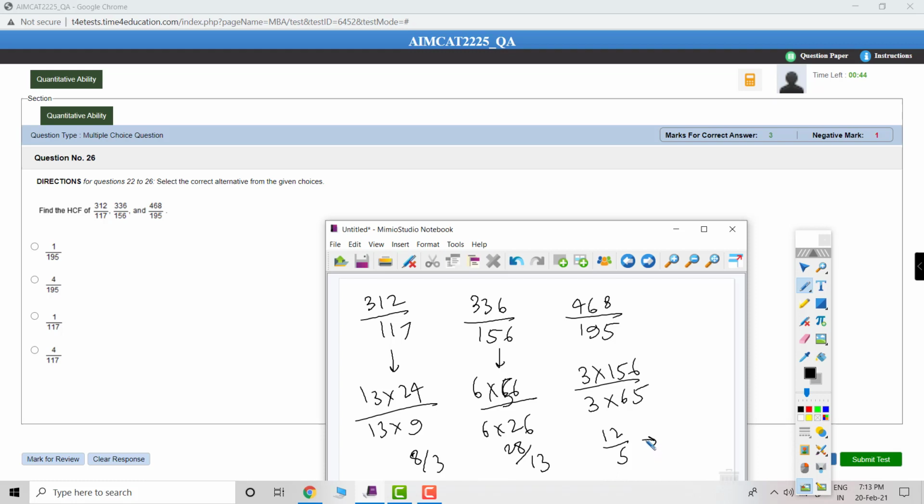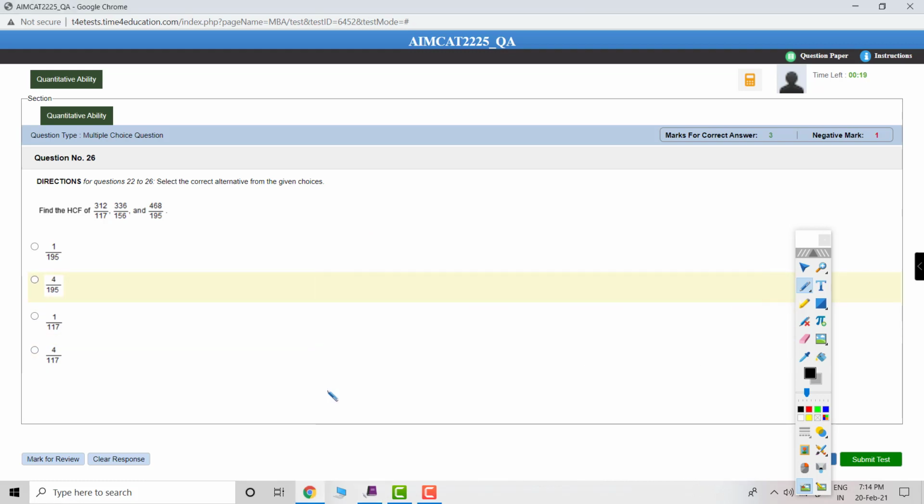Okay, so we have to find the HCF. So HCF of numerators 8, 28 and 12 is 4. Divided by LCM of denominators. LCM of denominators 3, 13 and 5 is the multiplication. 13 fives are 65, 65 into 3 is how much? 195. Sorry, my mistake, HCF is 4, so 4 divided by 195 is the answer.